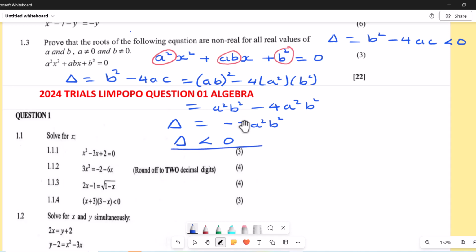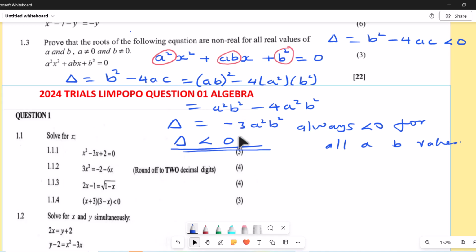So that's how we show this. This is negative 3a squared b squared, which is always negative, for all a and b values. Okay, so we are done. That is it there. Hope we are together.